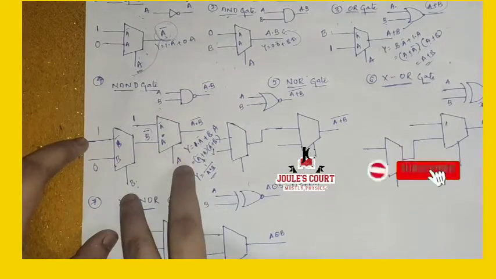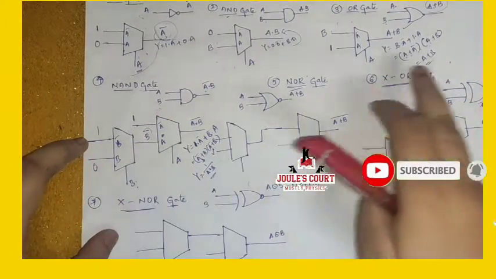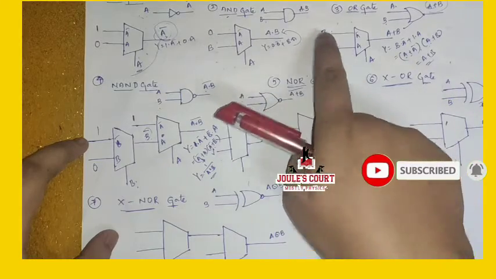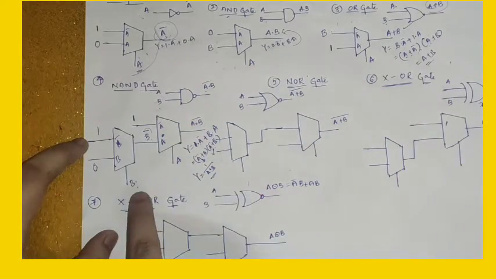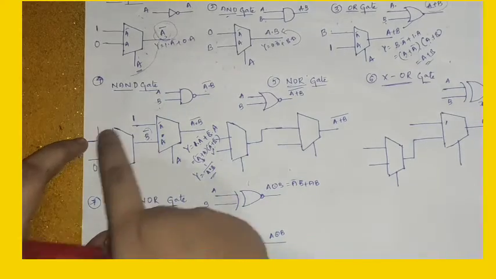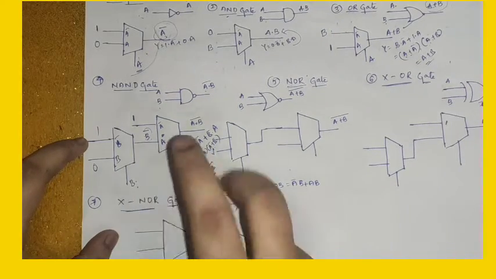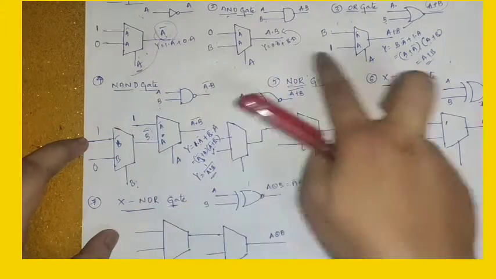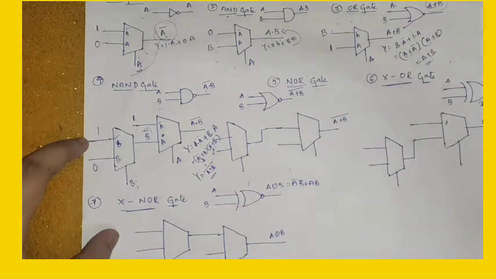Remember, here we use the 2 multiplexers to get B bar. Here, B is the input. To get the NOT of that, we use a NOT gate, a NOT multiplexer. So here we use the 2 multiplexers. In these 3 we use the 1 multiplexer.